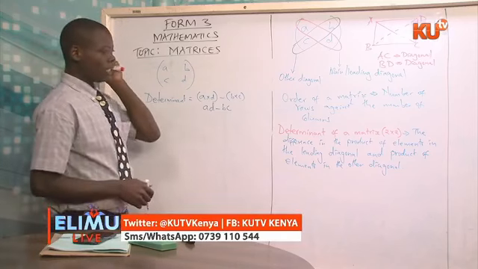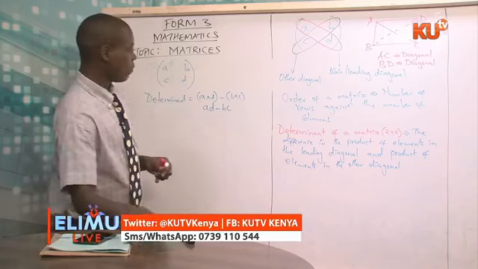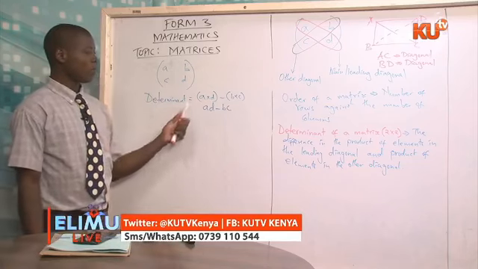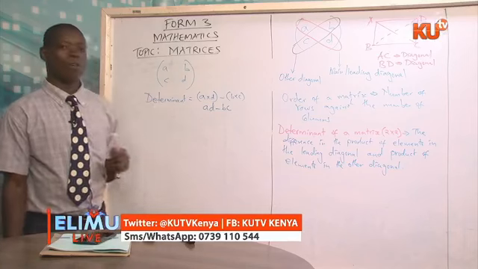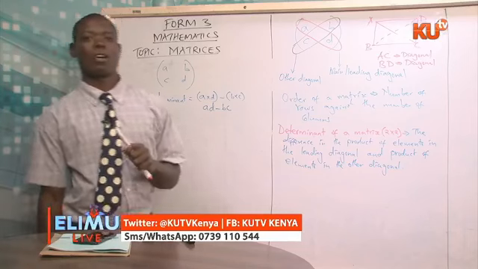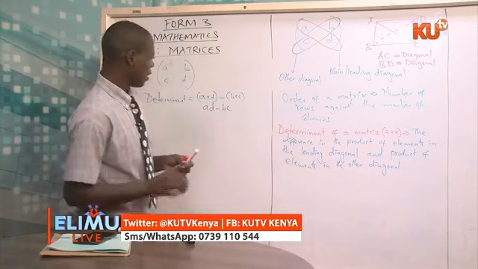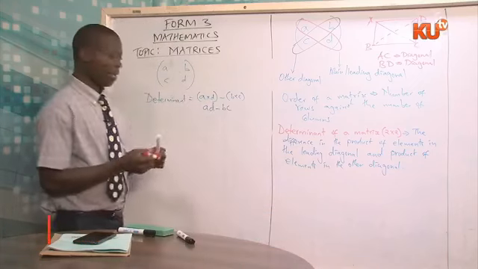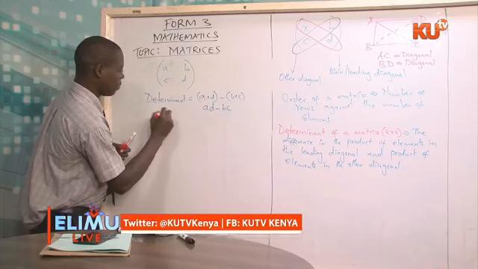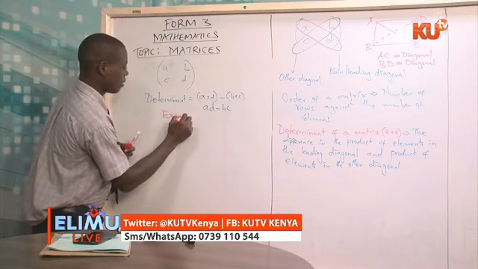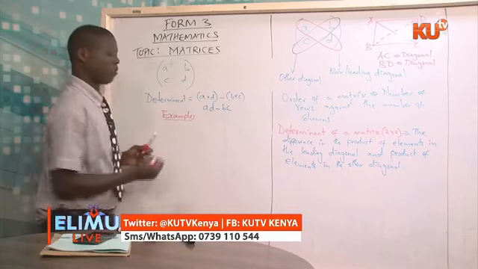So if you are given a question to determine the determinant of a matrix, all you need to do is to multiply the elements in the leading diagonal and then multiply the elements in the other diagonal, get the difference. You will be able to obtain the determinant. So let's look at examples, students. Let's look at the explanation we've done using examples.